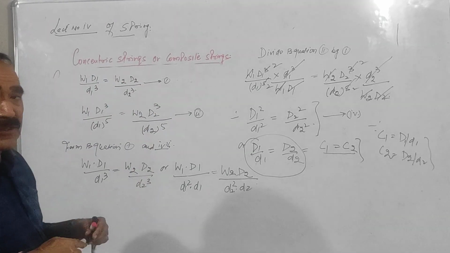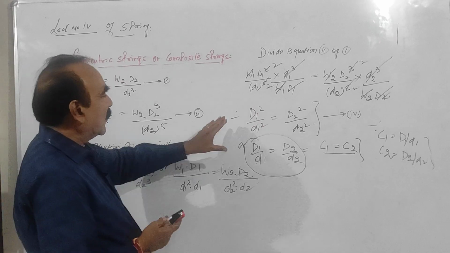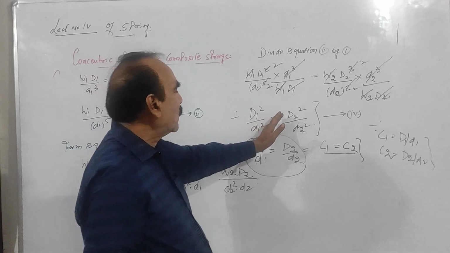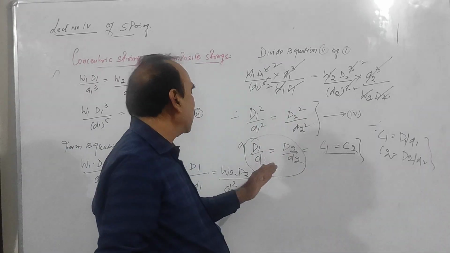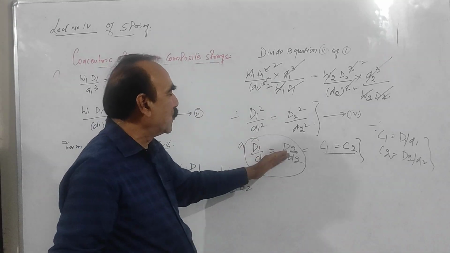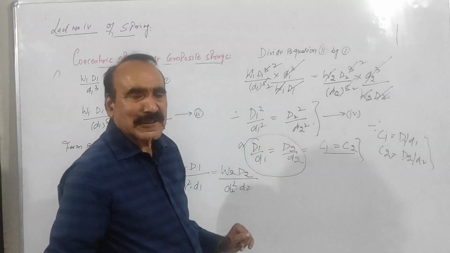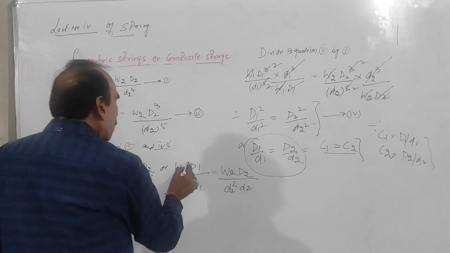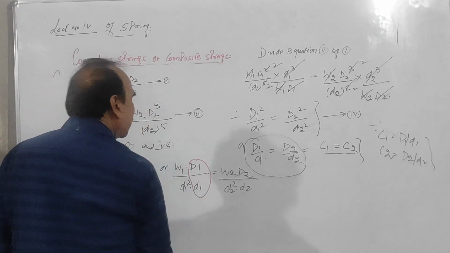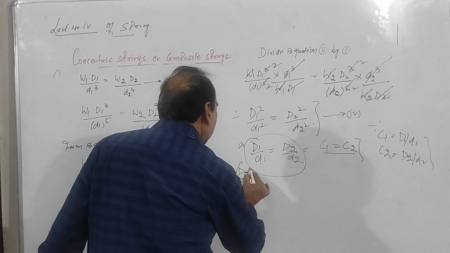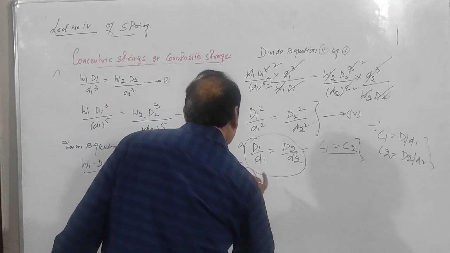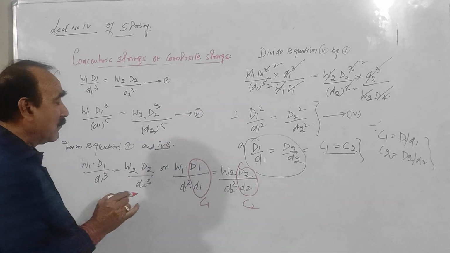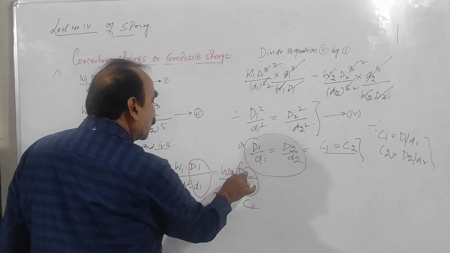बिकॉज इफ यू विल सी योर इक्वेशन नंबर 4, this is D1 square upon small D1 square. This is equal to D2 square upon small D2 square, or D1 upon small D1, this is equal to D2 upon small D2. So this is your spring index number and this is same. And if you will see this, which I have broken the equation like this, so D1 upon D1 means what? D2 upon D2 is what? That is C1 and C2, right? So according to the equation number 4, D1 upon D1 is equal to D2 upon D2.